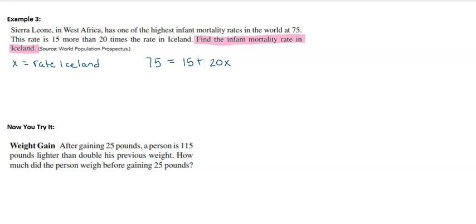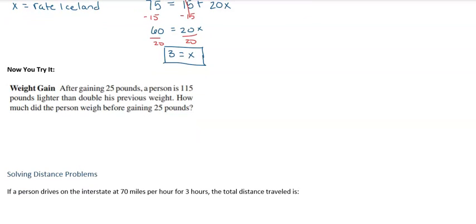And then you just need to solve. So we're going to say minus 15 on both sides. The 15s divide out, and we end up with 60 equals 20x, divided by 20. And 60 divided by 20 is 3. So 3 equals x. So the infant mortality rate in Iceland is 3. All right, so now you give this next one a try. Pause the video and give it a shot, and then come back and see if you got it right.